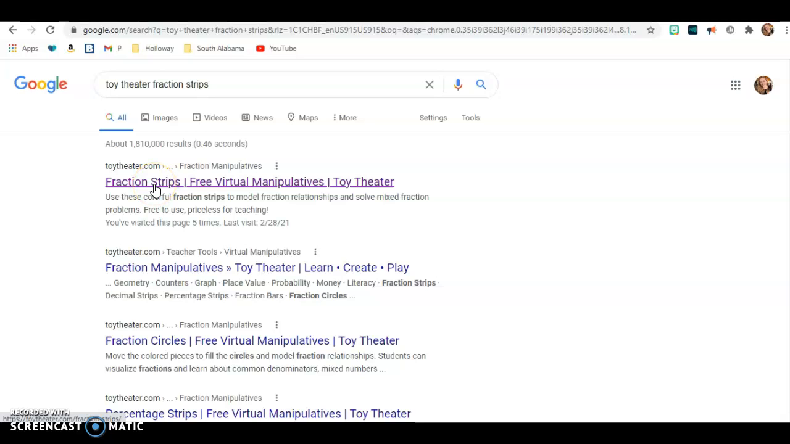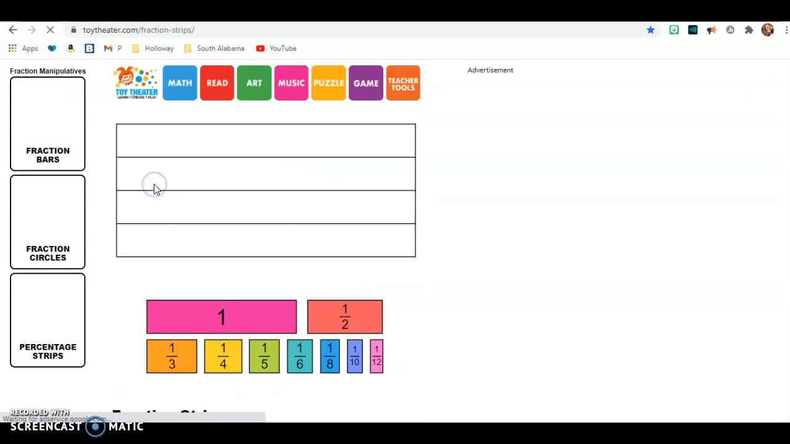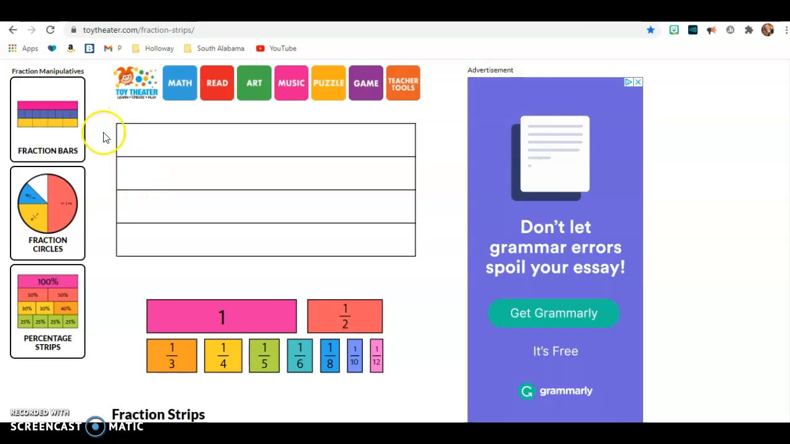You can click on that very first link. And whenever you do, this page should pop up. So let's go ahead and compare two fractions. Let's say we want to compare the fraction 2/4 to 2/3.